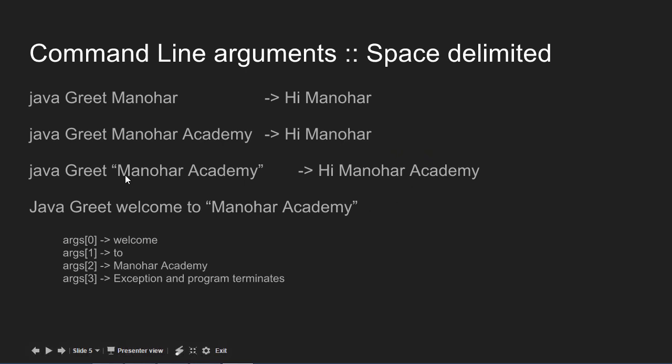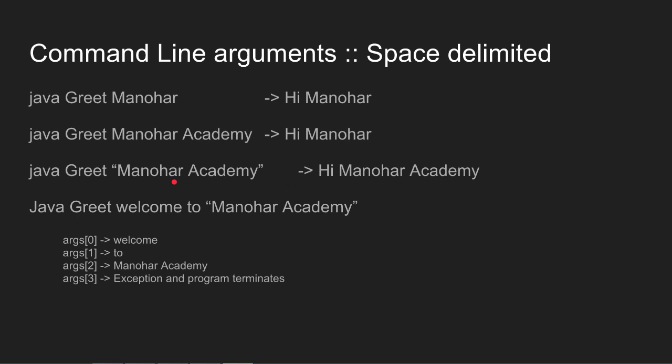If I want to consider two words separated by space as a single word or single argument, then I need to include that in double quotes. In this case, it is going to print hi Manohar Academy, because all this will be considered as one string argument. So you need to understand the difference between the second line and the third line. Why it is printing only Manohar in this case, and why it is printing Manohar Academy in this particular case. So you should be able to understand that.